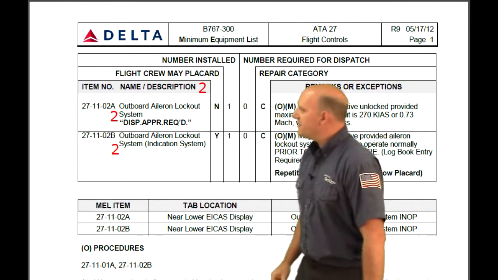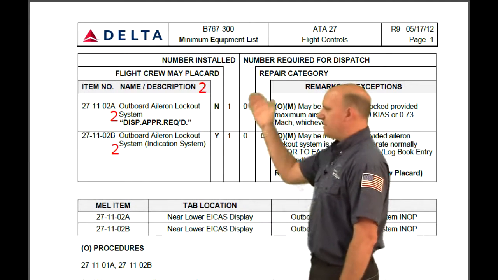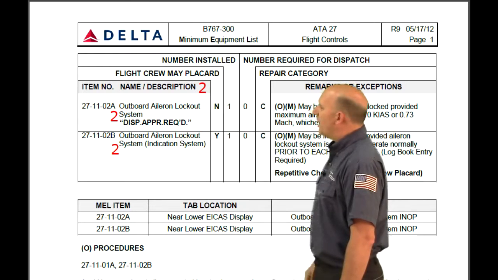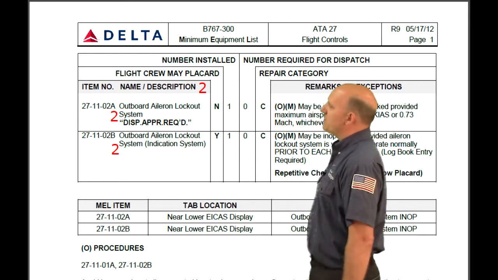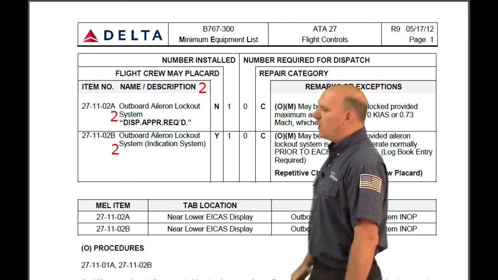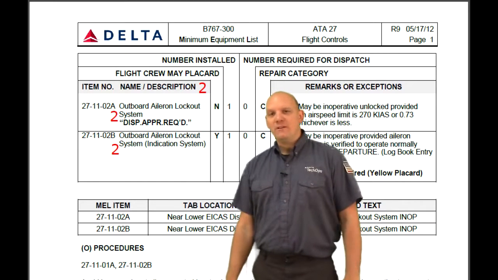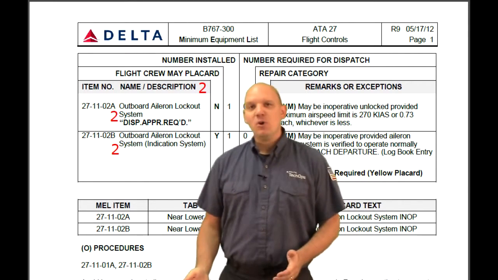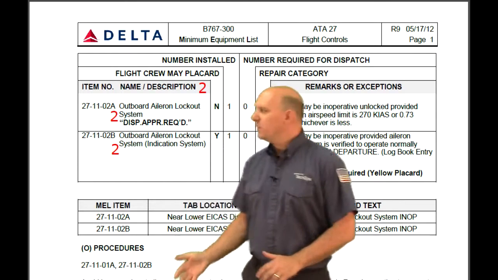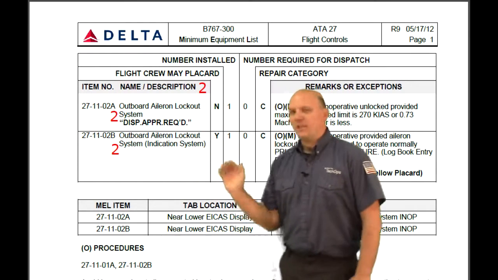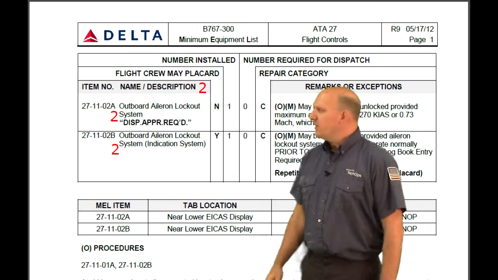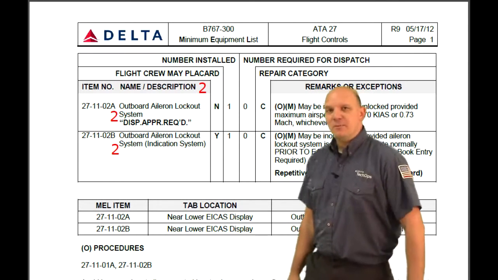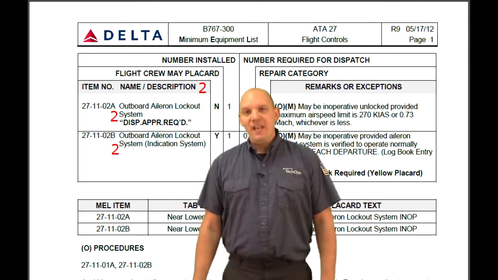Number two is the name and description. This is just the common terminology for the certain systems we're going to be dealing with. We see how we have an aileron lockout system, and notice how it says in bold, dispatch approval required under the A. That means we're going to have to make a call to maintenance control, and they're going to have a conversation with the dispatcher to see if we're going to be allowed to make this deferral. We look at B, it's just the indicating system. Maybe that's not going to be as restrictive as the A.